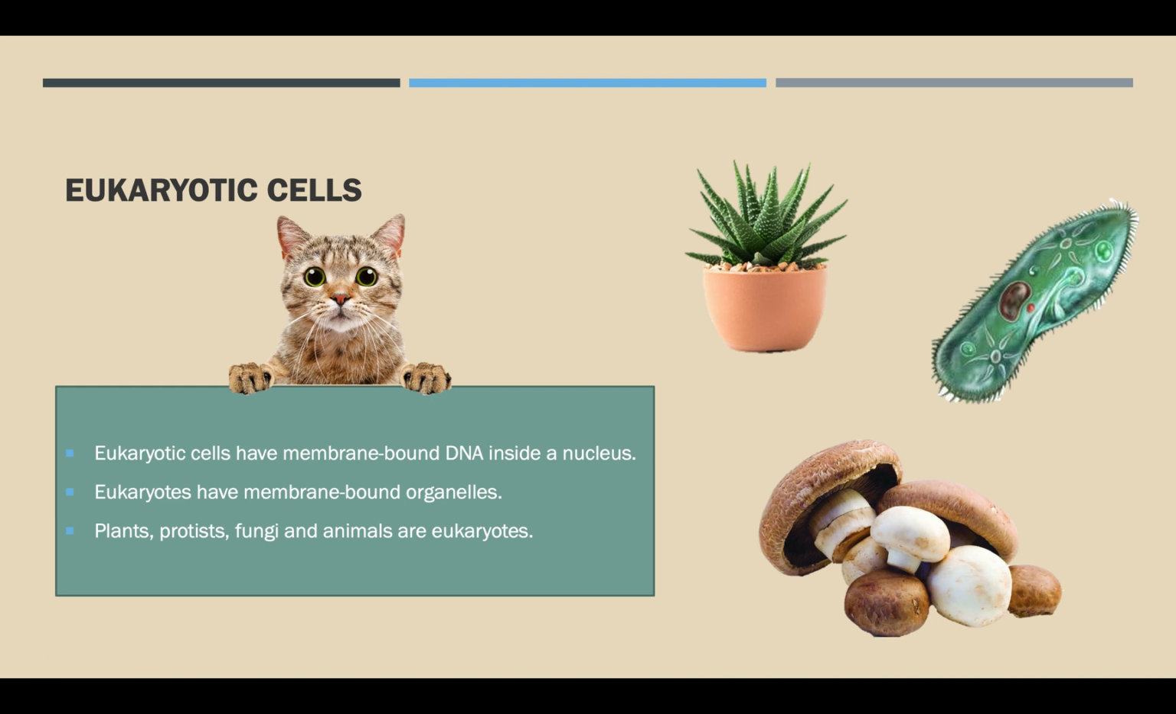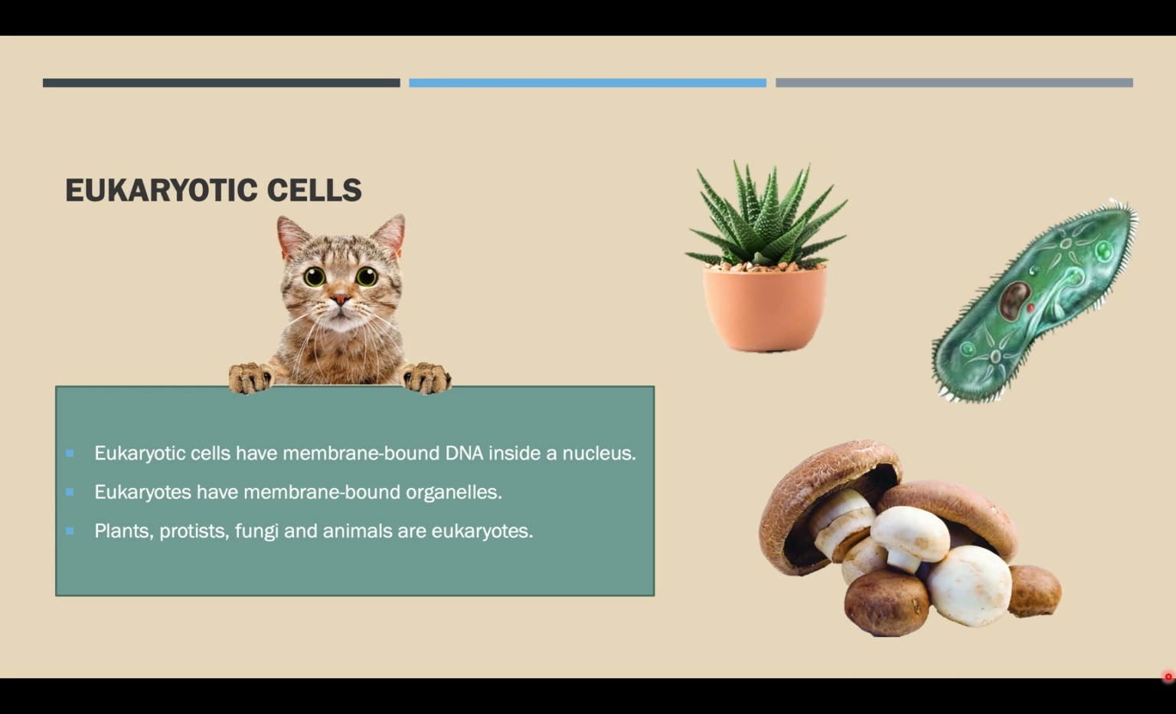Now let's talk a little bit about eukaryotic cells, and we'll really dig into them because they are more complicated. Eukaryotic cells have membrane-bound DNA inside of a nucleus. Like we said, that's a huge difference. Really, it's the major difference between prokaryotes and eukaryotes. Eukaryotes have membrane-bound organelles, which means that all of the organelles within the eukaryote are more organized and kept within a membrane. Plants, protists, fungi, and animals are all eukaryotes.